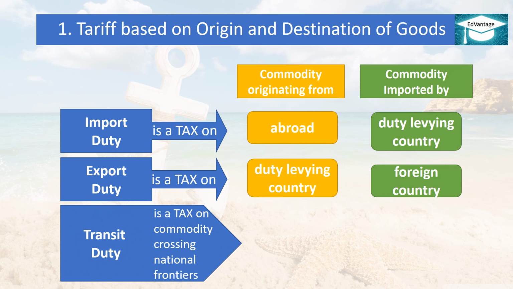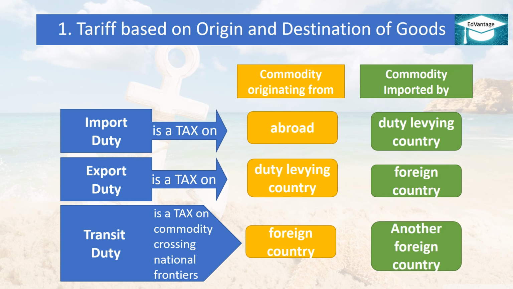Transit duty is a tax imposed on commodity crossing the national frontiers originating from foreign country and imported by another foreign country. For example, transit duty is levied by India on goods which are originating from Sri Lanka and imported by Nepal, which pass through national frontiers of India.